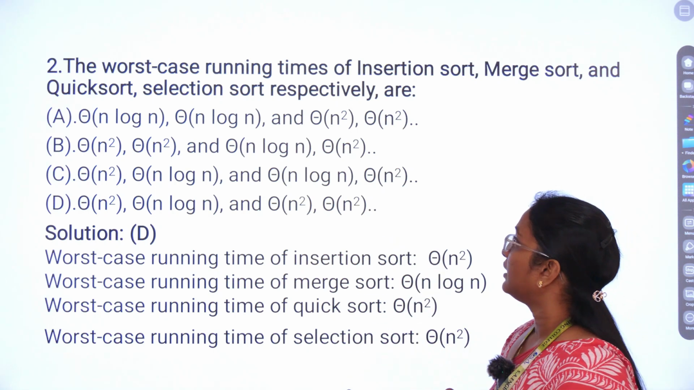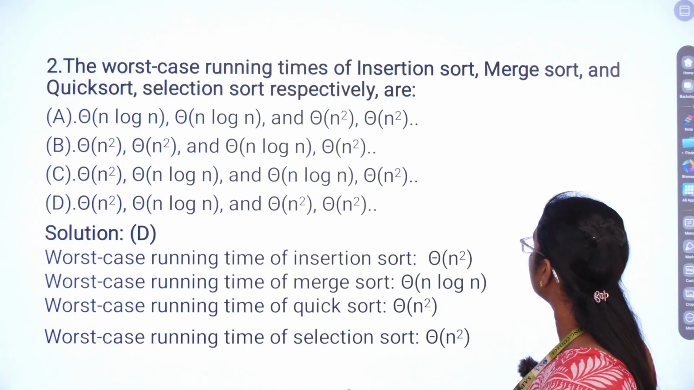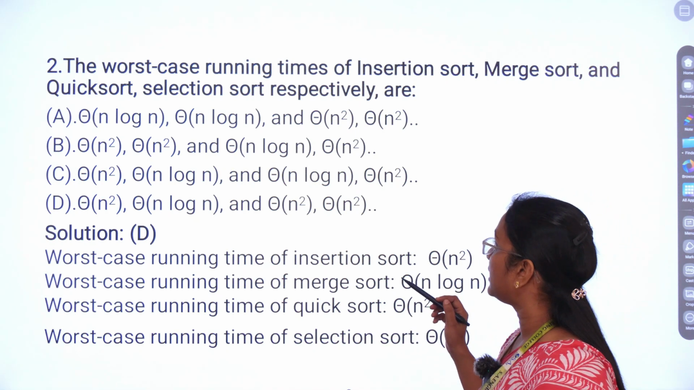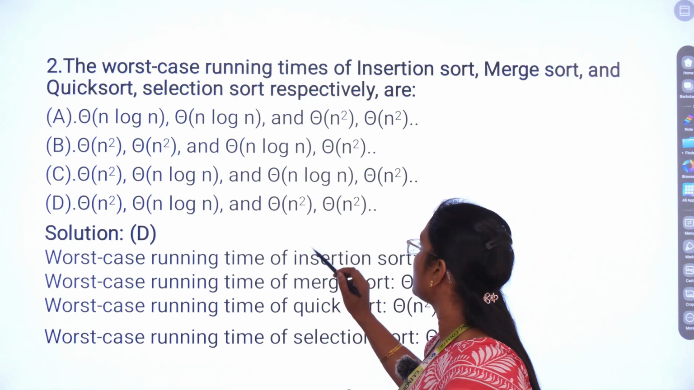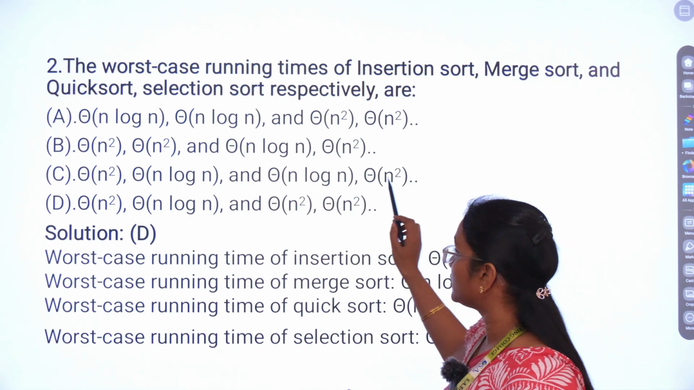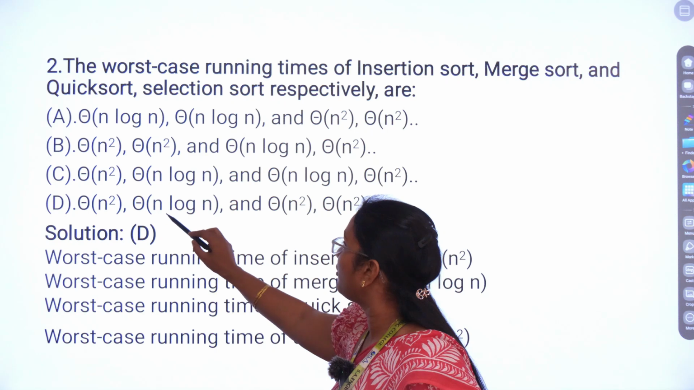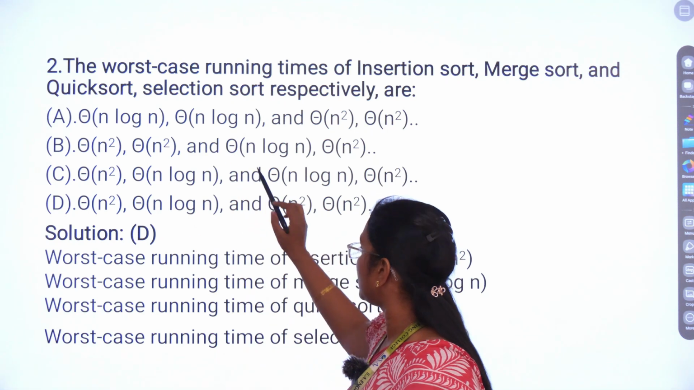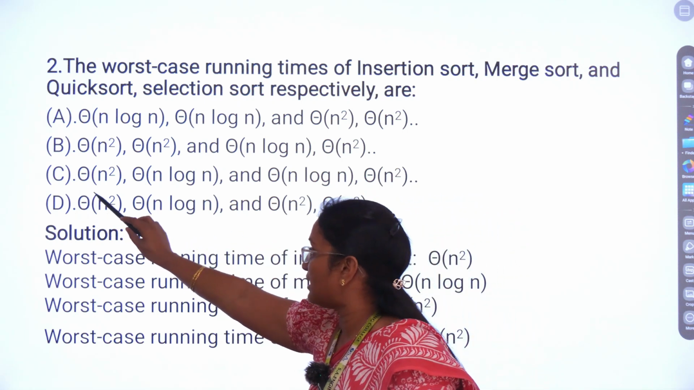Next question. The worst case running times of insertion sort, merge sort, quick sort and selection sort respectively. Already I said about worst case order of n square. In insertion sort it is order of n square only, quick sort order of n log n and selection sort order of n square. So D is the answer.